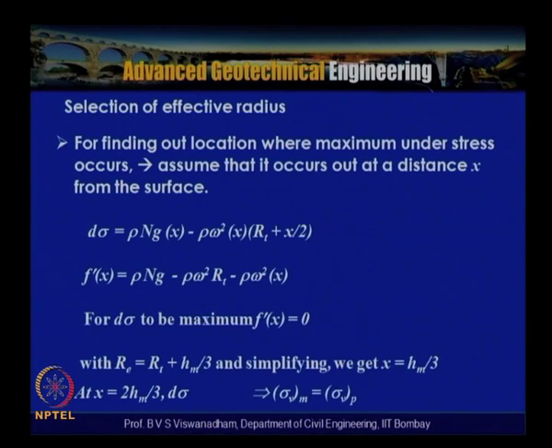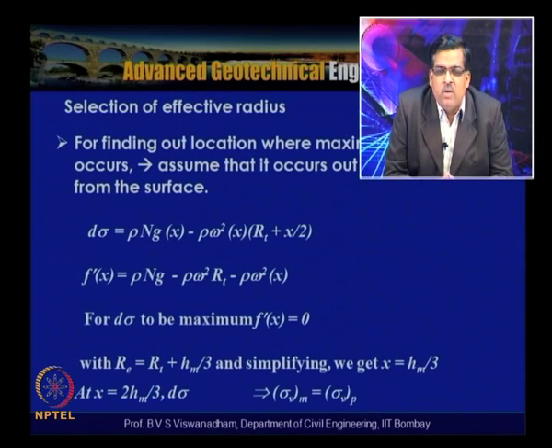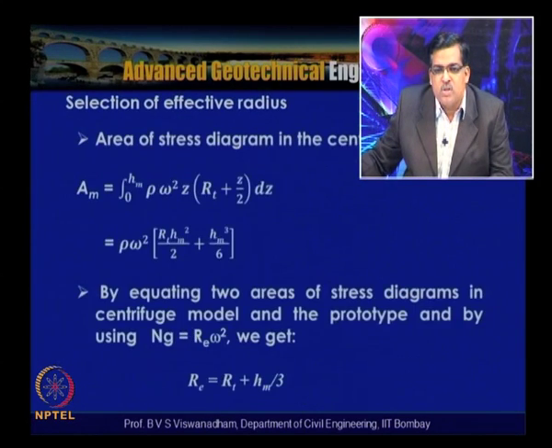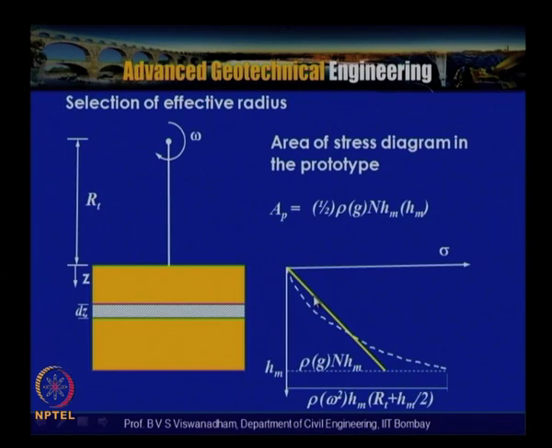Now d sigma is nothing but rho ng x, that means the ordinate at a particular depth x below the surface of the model, where x is multiplied with n to get the prototype equivalent stress, and the g level is g, so rho g into nx minus rho omega square into x into rt plus x by 2. So this is nothing but the vertical stress in the model at a depth x in the model. That is nothing but the d sigma, the difference between prototype stress and vertical stress, which we are trying to find out, the difference between a stress here and a stress here. This is the stress in the prototype, this is the stress in the centrifuge model.